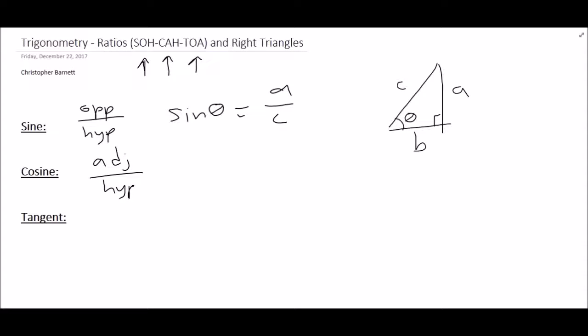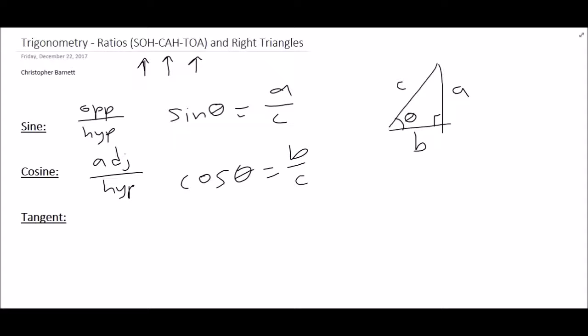So adjacent, and all adjacent means is just like next to. So think of adjacent as the side next to the angle, aside from the hypotenuse. So if we have angle theta, adjacent would be right there, and then hypotenuse would be right there, right? So if we had cosine theta, we would have B over C, right? So let me get rid of that. One second, guys. So yeah, cosine theta equals B over C.